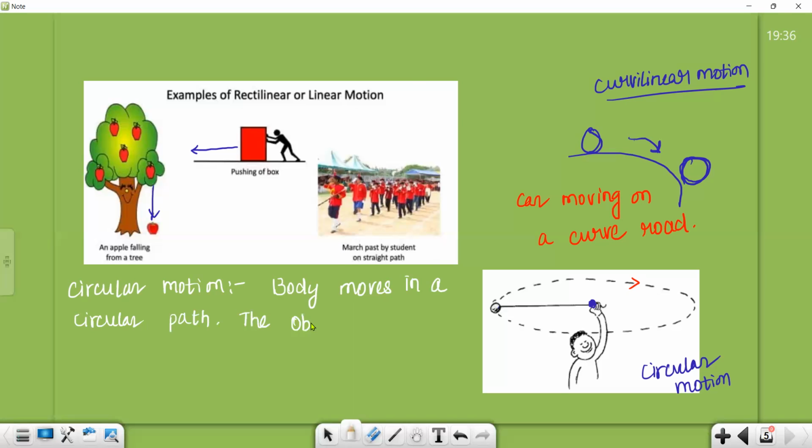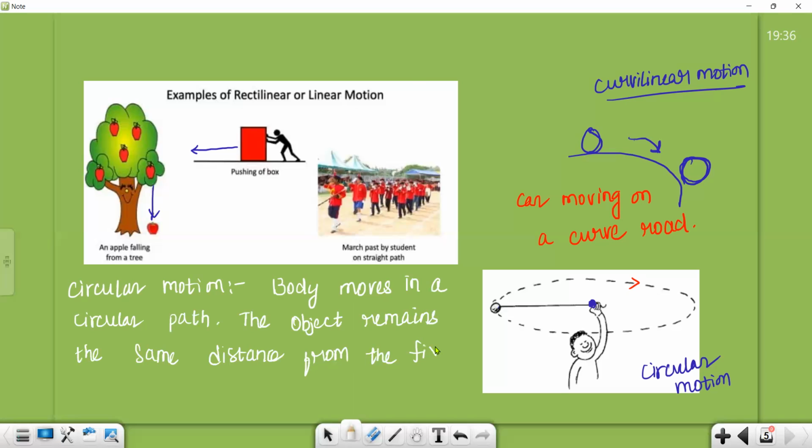Ma'am, to prove this, you can get a video of a tire moving and place one dot and one line. You will see that the line will go in a circle, ma'am.